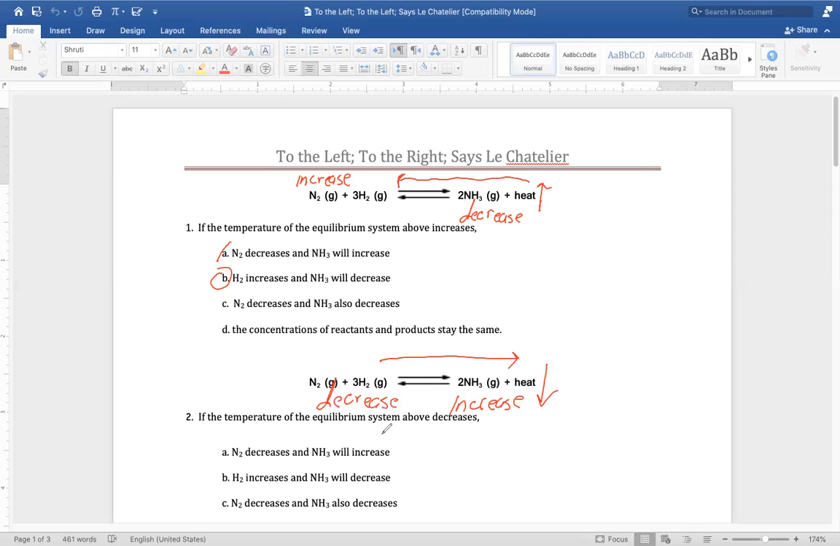Again, I like writing this stuff in here. So let's see, N2 decreases. So far that's true. And NH3 increases. So there we go. So we didn't have to look any further. So that's that one. Let's look at another question.